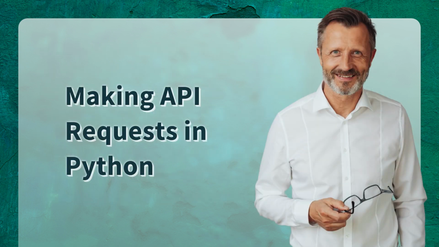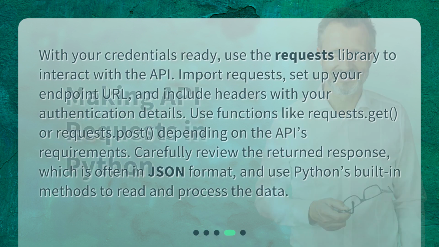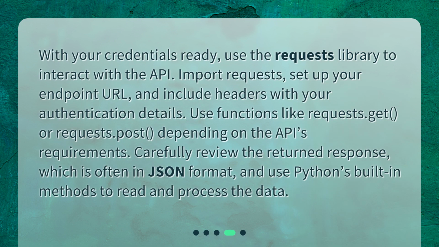Making API requests in Python. With your credentials ready, use the requests library to interact with the API. Import requests, set up your endpoint URL, and include headers with your authentication details. Use functions like requests.get or requests.post, depending on the API's requirements. Carefully review the returned response, which is often in JSON format, and use Python's built-in methods to read and process the data.